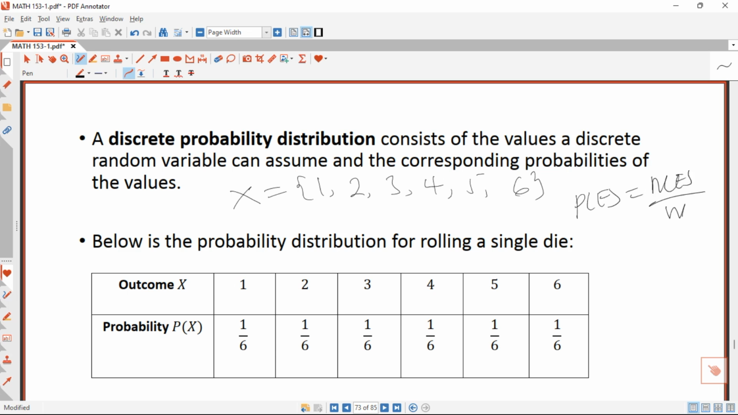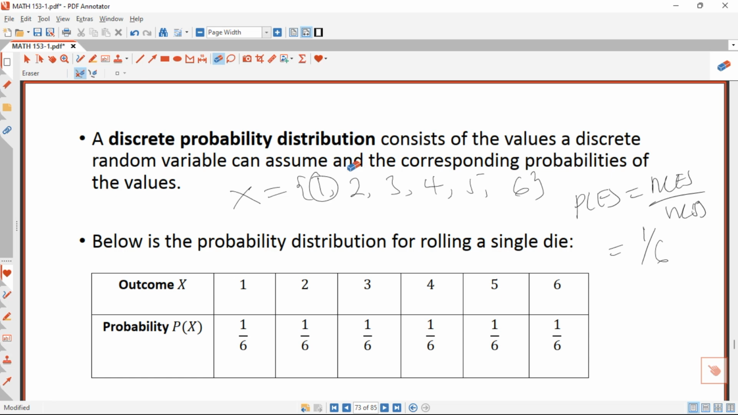Event divided by a number of what? Sample space, right? So right now we know that the probability of getting 1 here is just selecting 1. So the number of events is 1 and our sample space is what? 6, right? That's the reason why we had 1 over 6 here.